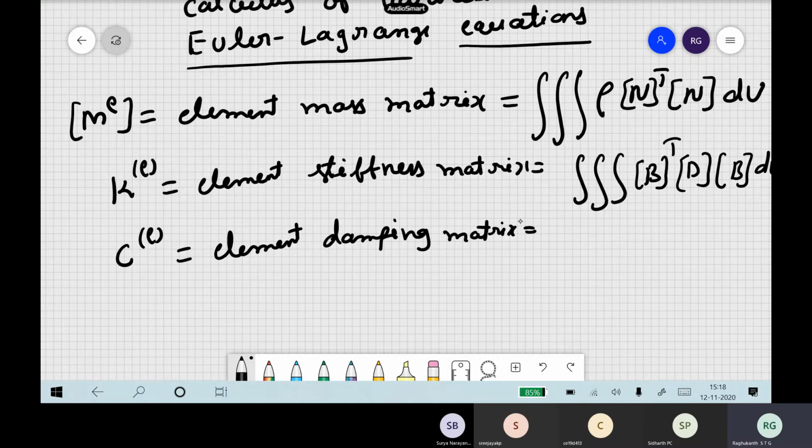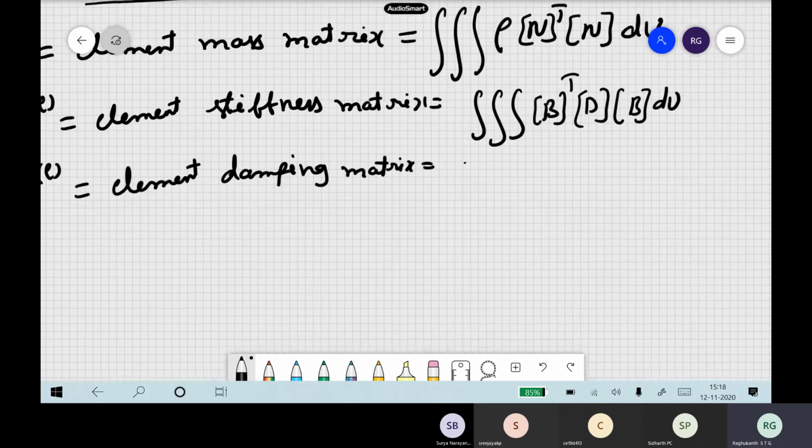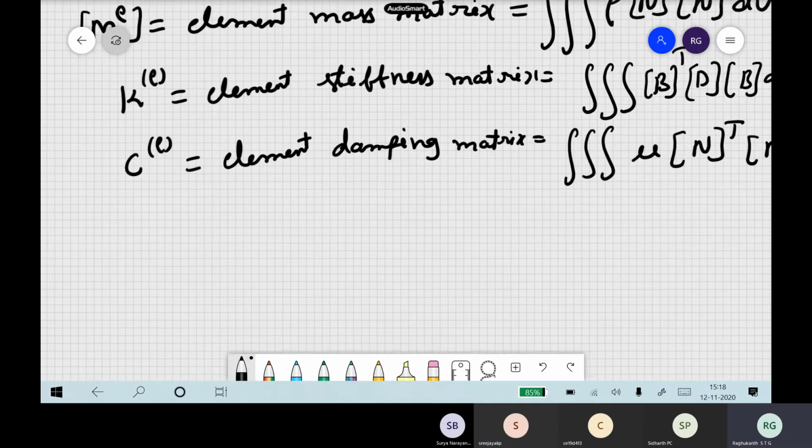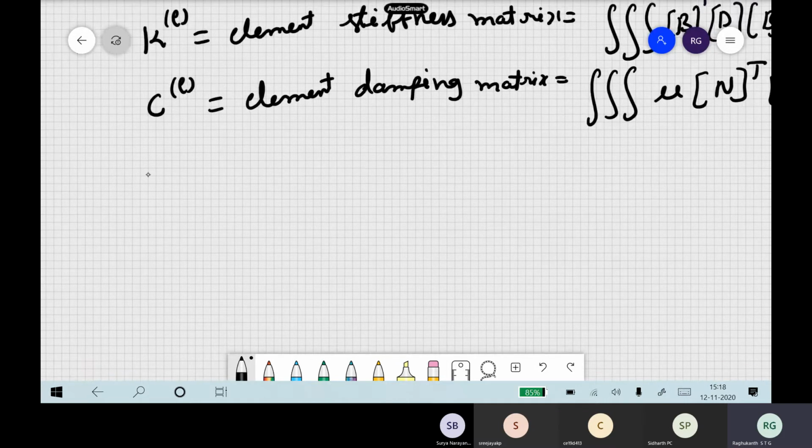So this also has to be calculated. This also is a big headache actually in dynamics. So mu into N transpose into N dV. This is the damping matrix we also write. And finally, we have to calculate the vector of forces, nodal forces and other things also.